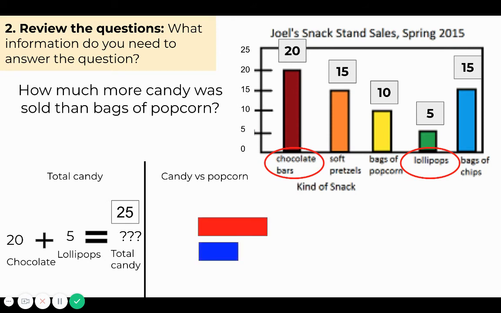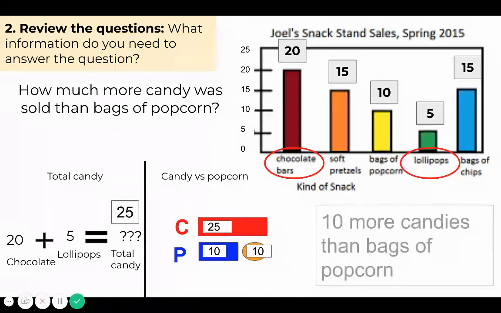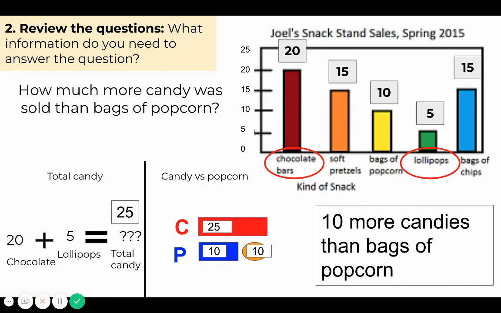Now I can compare candy and popcorn. 25 pieces of candy were sold and 10 bags of popcorn were sold. I can see that when I look just at the popcorn column, because bags of chips isn't a type of popcorn and soft pretzels isn't a type of popcorn. So I only need to look at popcorn. That tells me that candy is going to be the greatest number and popcorn the least. 25 pieces of candy were sold and 10 bags of popcorn were sold. So there were 10 more candies sold than bags of popcorn.